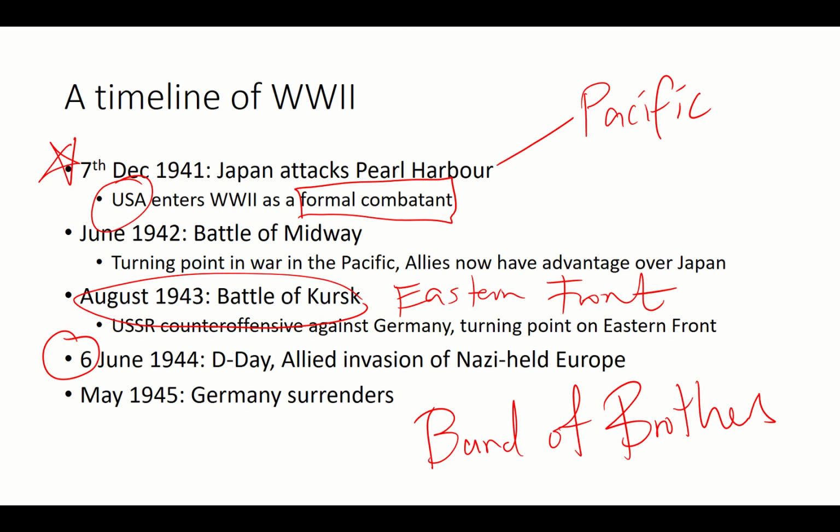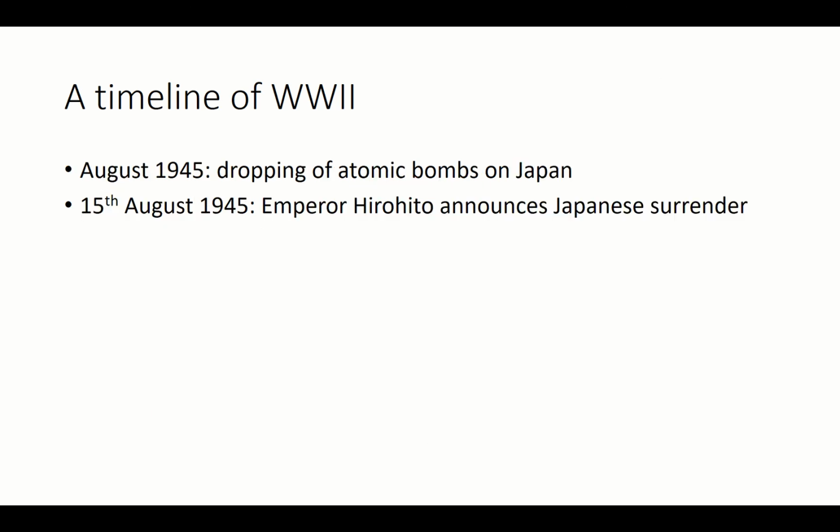However, World War II in totality has not ended yet, because in Asia, the war is still going on. And it only ends with the dropping of the atomic bombs, Little Boy and Fat Man, on Hiroshima and Nagasaki. And only on the 15th of August does Emperor Hirohito announce that the war is over, and VJ Day, which is Victory Over Japan Day, is celebrated. That is where World War II is.